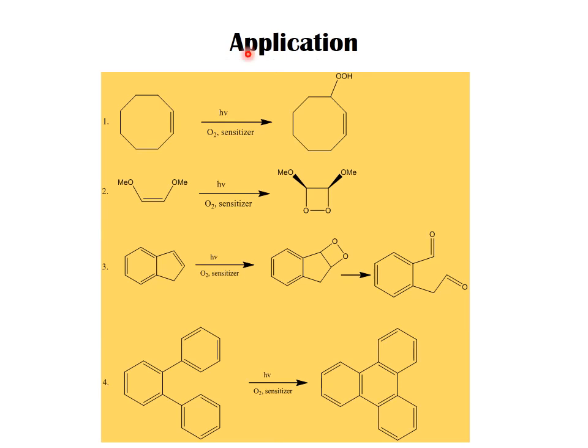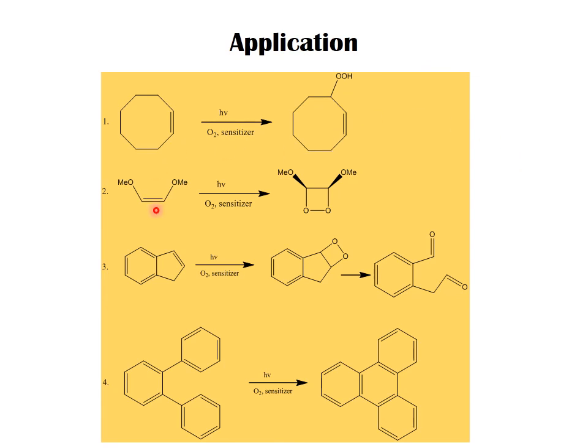Now here you can find the application of some reactions. In the first one, for a cyclic alkene, look for allylic hydrogen. If it is present, it will give one product; if it is absent, it will give another type of product. Here we have 2 allyl hydrogens, and either one of them will undergo abstraction. So you will get the corresponding hydroperoxide as a product. If you do reduction, then you will get allyl alcohol as a product.